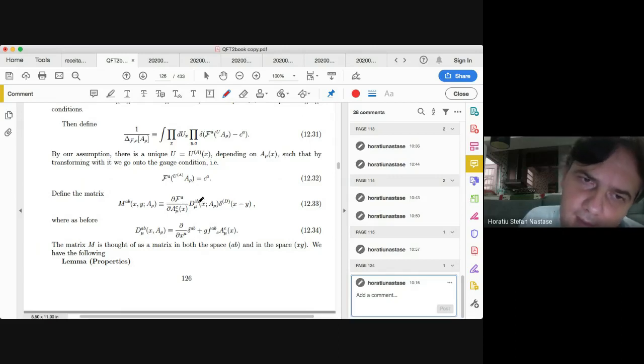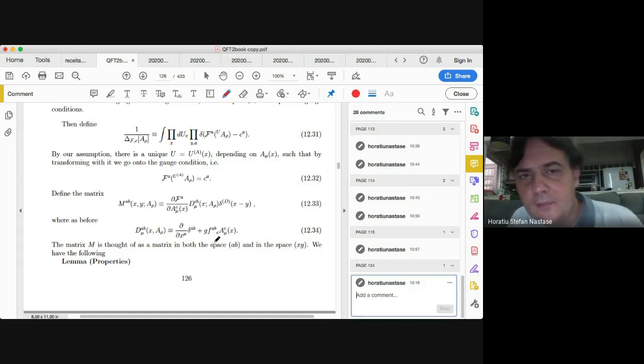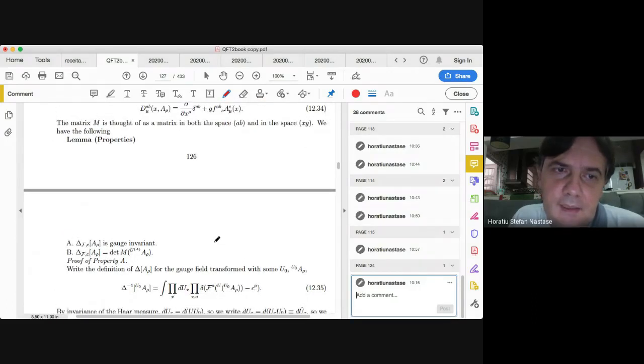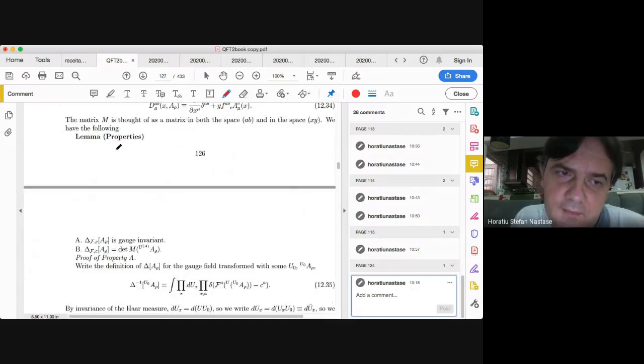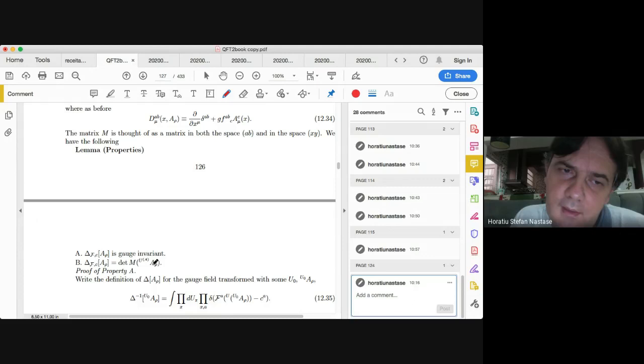So as usual, this is the covariant derivative in the adjoint representation, D_mu^AB, with g and the structure constants f_ABC. And in this case, we have two properties. The first property is that this delta that we've defined here is gauge invariant. And the second property is that delta is equal to the determinant of this M, but with A gauge transformed by U_A, U of A.